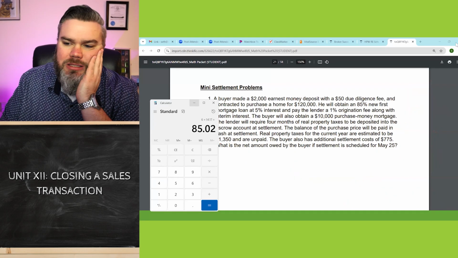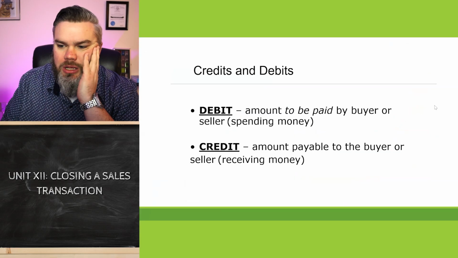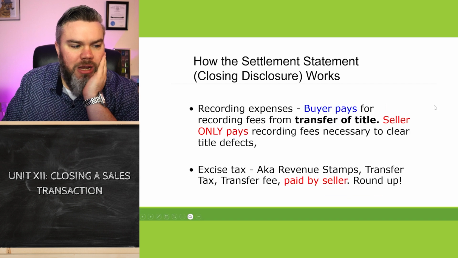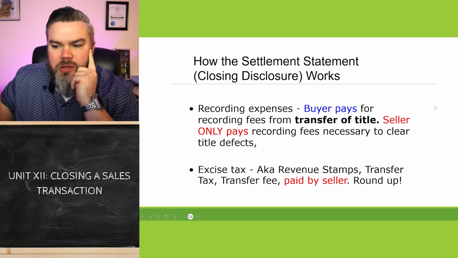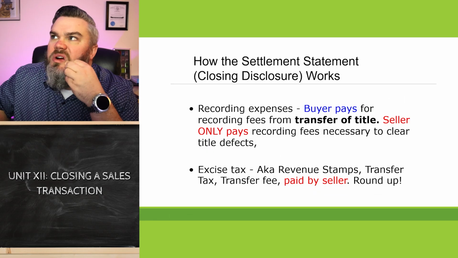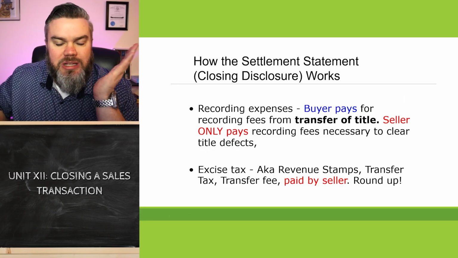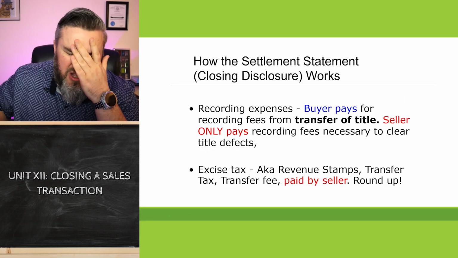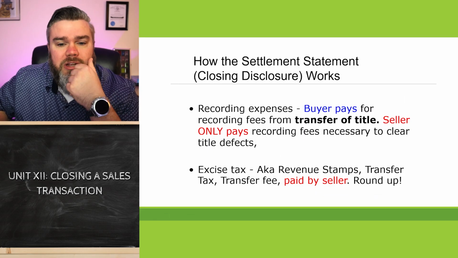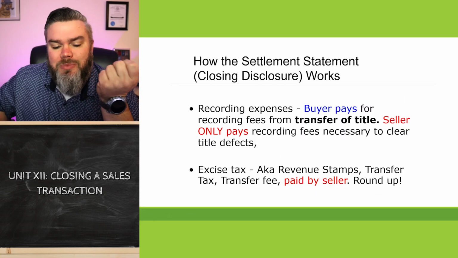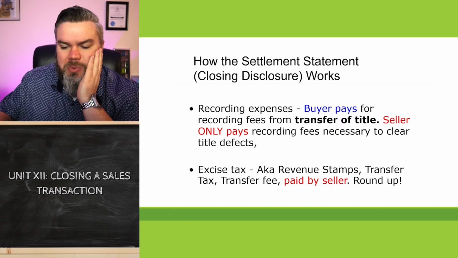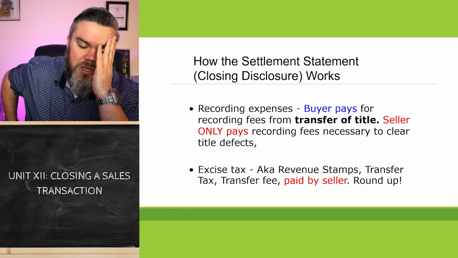Folks, that's closing a transaction in a nutshell, right? It's just understanding these closing disclosures, understanding these credits and debits, and that's what these next couple slides are, but I already showed you where to find this. So if they're recording the new deed and the deed of trust, that's a buyer recordation fee. But there are sometimes we're recording things for the seller for title defects. That'd be seller recordation fees. Excise tax defaults to the seller. Of course, title expenses default to the buyer.